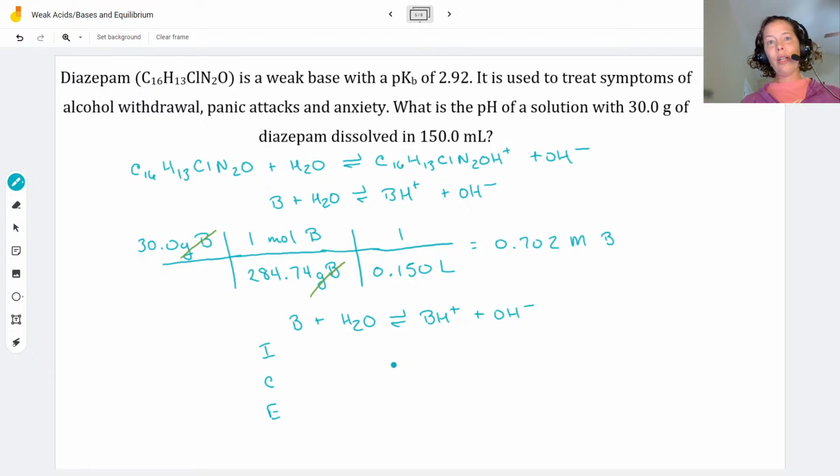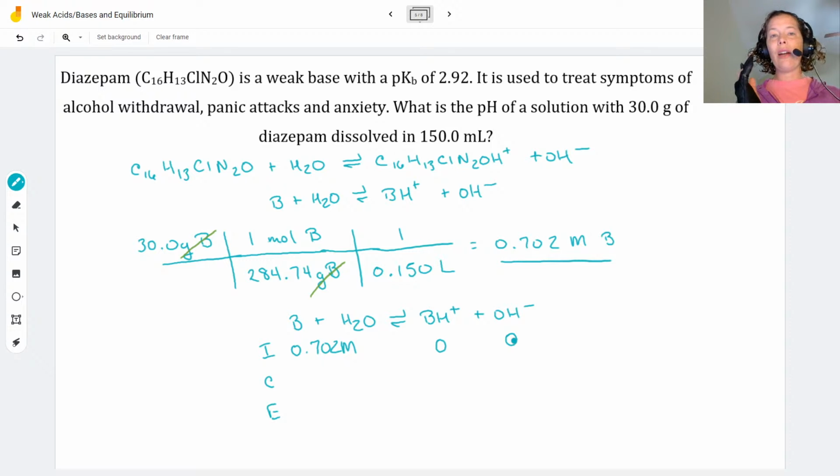Again, initial, change, equilibrium. So initially, what is my concentration of B or my base? Well, I just calculated that. 0.702 molar. Again, water, we just ignore. We don't do anything with it, which is nice because I needed that space right there. And again, initially, this is before any forward reaction has happened. So we don't have any protonated base and we don't have any hydroxide. So those are just 0. All right, so that is our initial row taken care of.